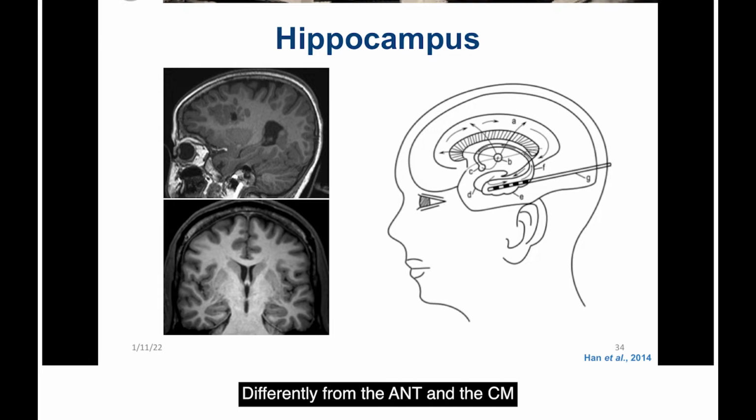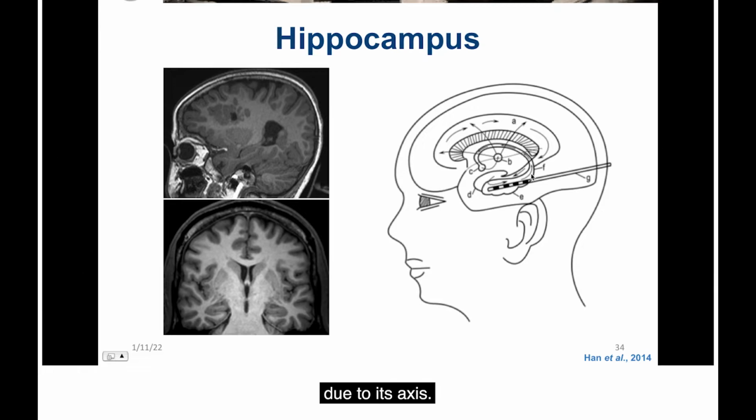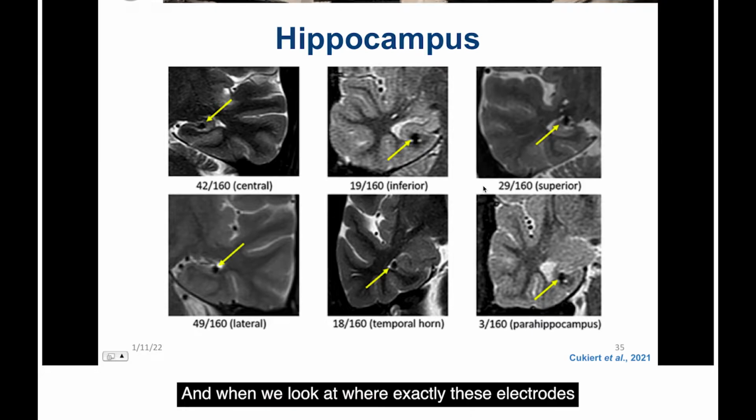Differently from the ANT and the CM that are approached by a frontal burr hole, the hippocampus is approached by a posterior burr hole due to its axis. And when we look at where exactly these electrodes are located inside the hippocampus, we have some different places that the electrode can be found.